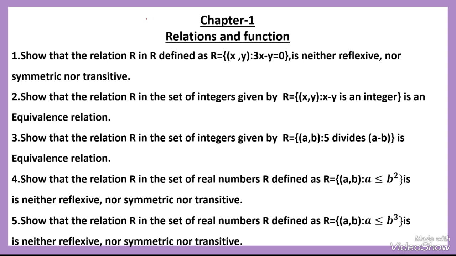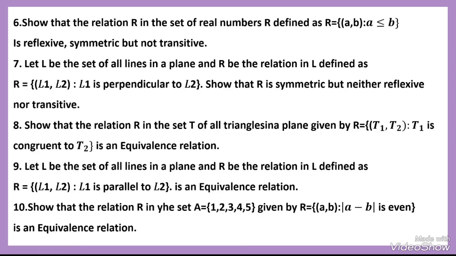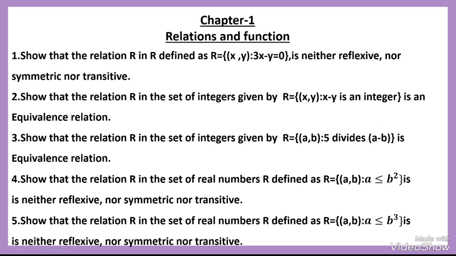First, there is one question from relations and functions. Show that the relation R in R defined as (x, y) such that 3x minus y equals 0 is neither reflexive nor symmetric nor transitive. Here the questions from 1 to 10 are most of the time repeated in the annual examination. It may be in 2012, or it may be 2019-20.